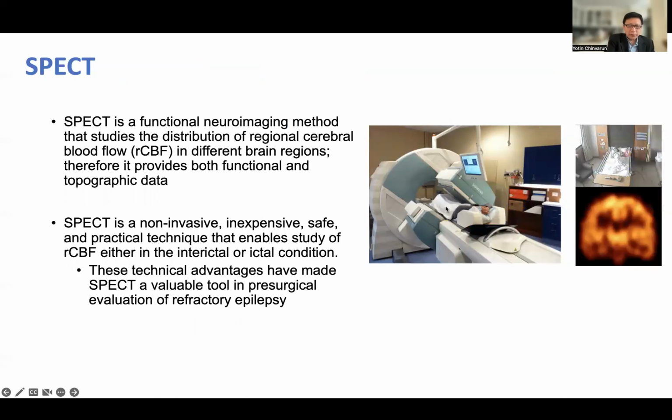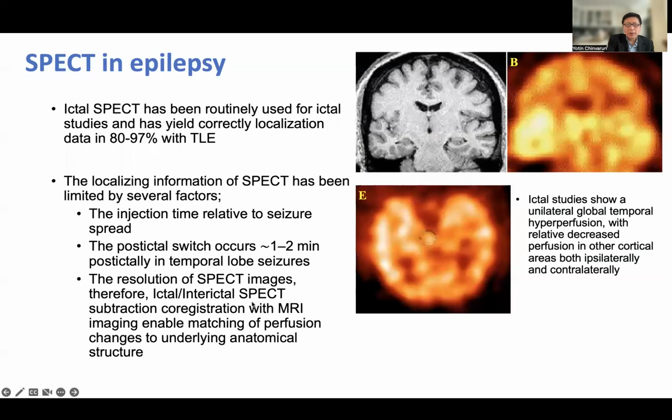How about SPECT? It is my last topic. SPECT is a functional imaging method that studies the distribution of regional cerebral blood flow in different brain regions. Therefore, it provides both functional and topographic data. SPECT is a non-invasive, inexpensive, safe, and practical technique that enables study of regional blood flow in either the ictal or interictal condition. These advantages have made SPECT a more reliable tool in the presurgical evaluation of intractable epilepsy.